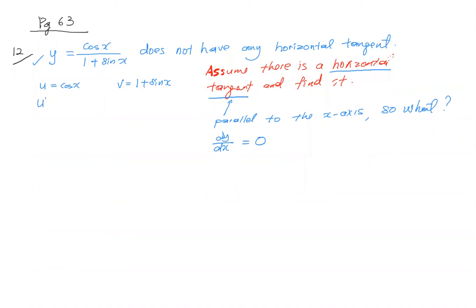U prime. Mikia? This is my negative sin x. Okay, correct. Evin? V prime? V prime is cos x. Okay, good. So my dy dx.